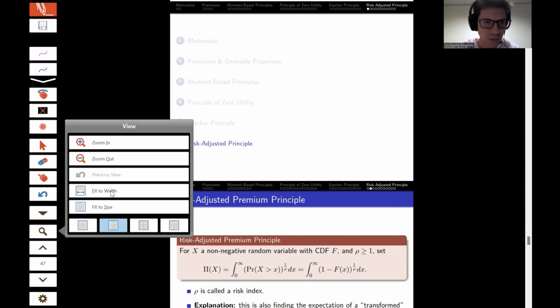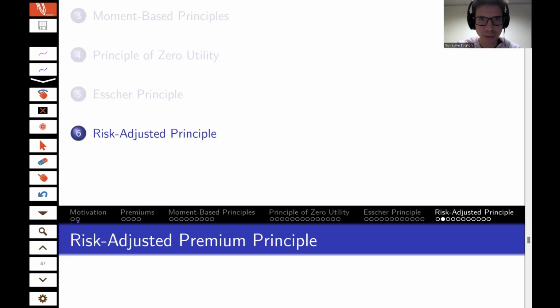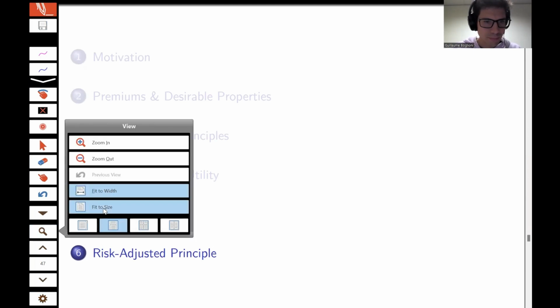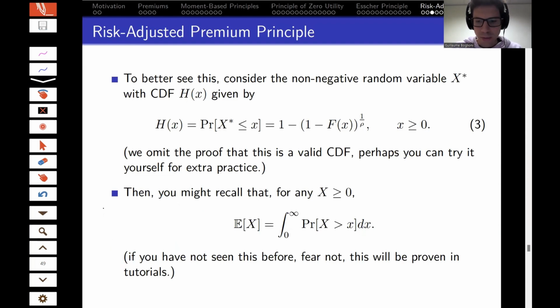Now let me just adjust this. No, that's too big. Okay, here we go.